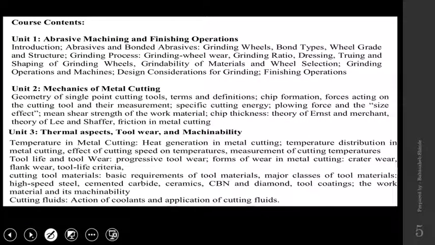Okay, so let's begin with the curriculum now. There are 6 units. The first unit is based on abrasive machining and finishing operations. Abrasive machining is prominently used for finishing operations only. Yes, some grinding operations are used for large stock removal, but usually abrasive machinings are used for finishing operations where the material removal rate is quite low, but the desired surface finish is expected to be better. For such applications, we go for these abrasive machinings.